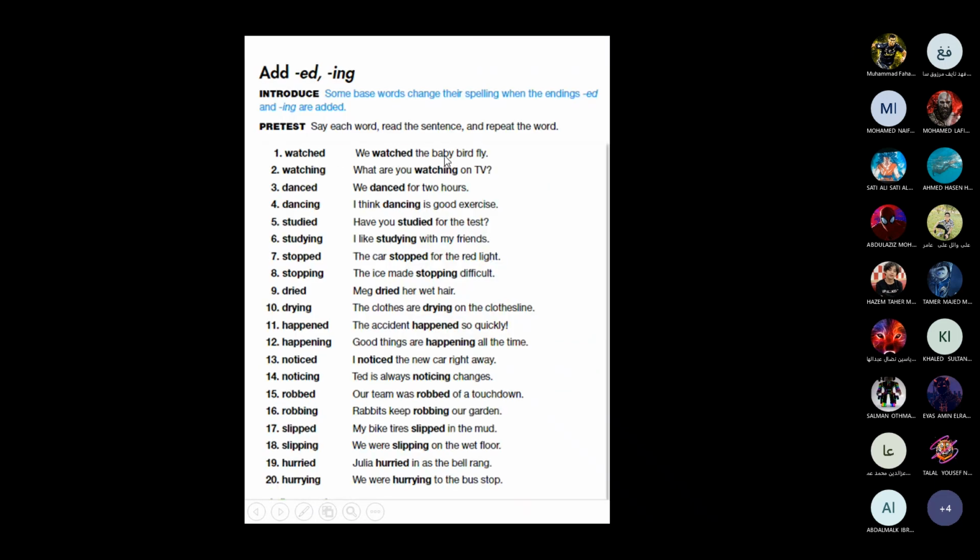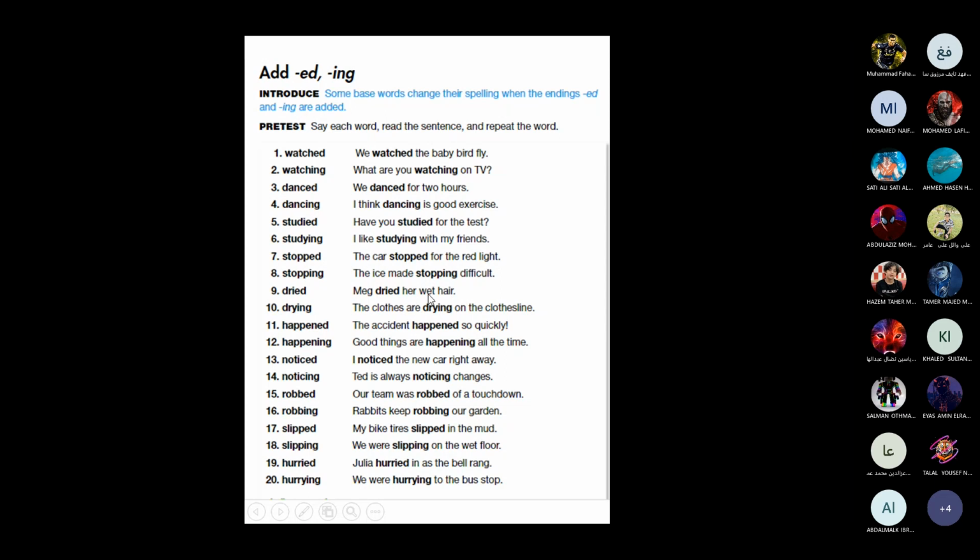Watched: we watched the baby bird fly. Watching: what are you watching on TV? Danced: we danced for 2 hours. Dancing: I think dancing is good exercise. Studied: have you studied for the test? Studying: I like studying with my friends. Stopped: the car stopped for the red light. Stopping: the ice made stopping difficult.